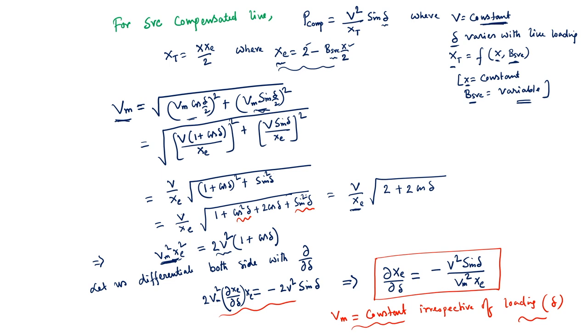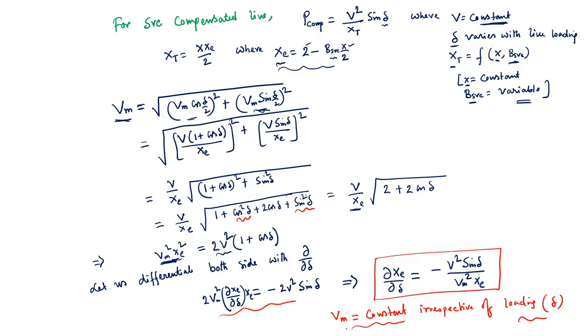Okay. So, this is one of the goals for SVC placement at the midpoint of the transmission line, to keep the midpoint voltage constant irrespective of the line loading. So, this derivation is based upon this assumption as well, that we consider V m constant irrespective of the line loading. Okay. So, this is one expression we get.